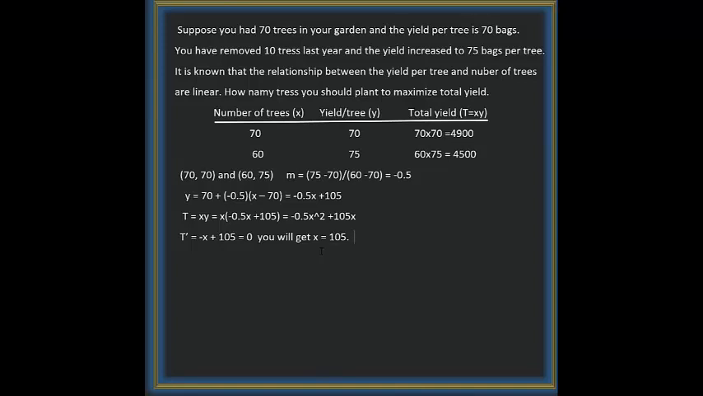So how many you need to plant? You need to plant 105 minus 60 you had last year. Oops, sorry. So then that one is giving you 45 trees. So you need to plant 45 trees to maximize your total yield.